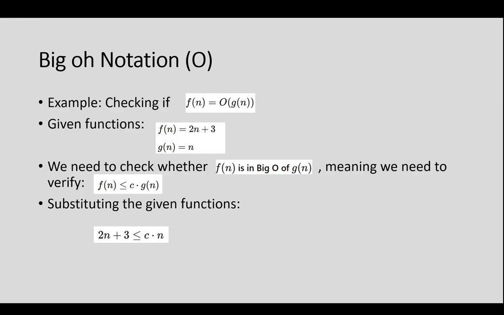The value for the n. Okay, so for example, what we'll be doing is checking if f of n is equal to O of g of n. Because the mathematical notation we have for the big O notation is f of n is equal to O of g of n. Now I have to prove it.